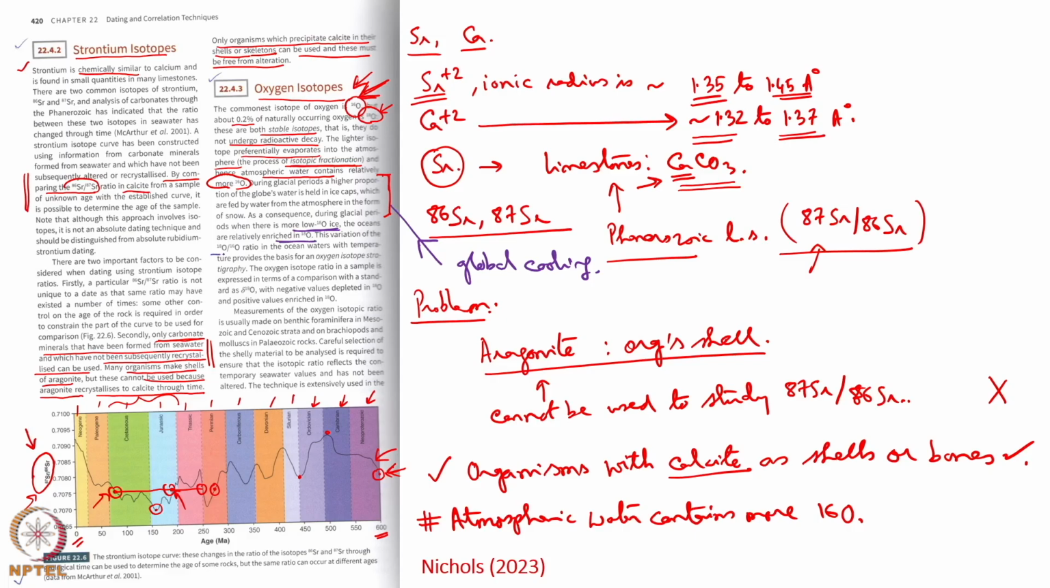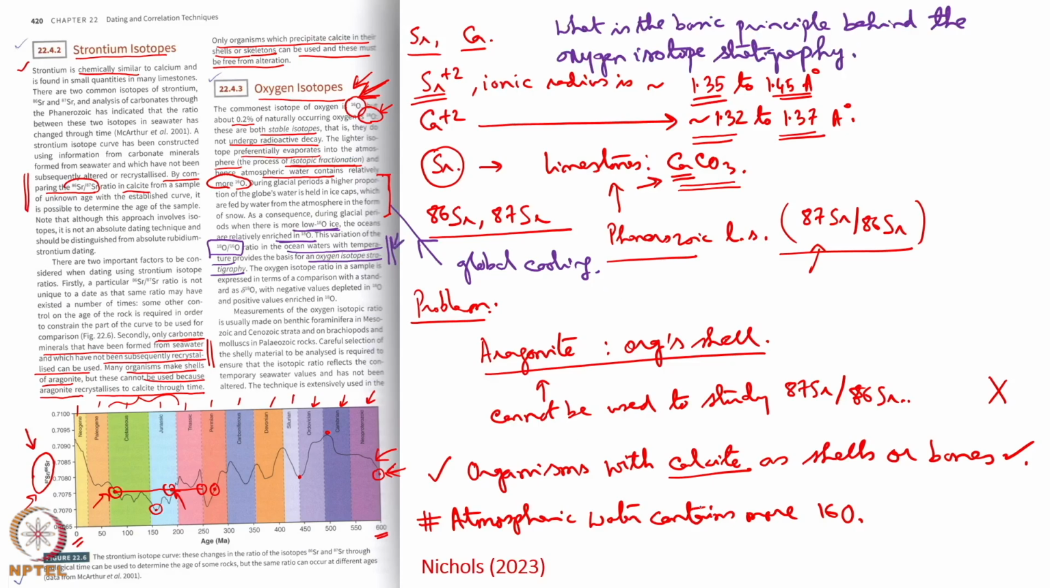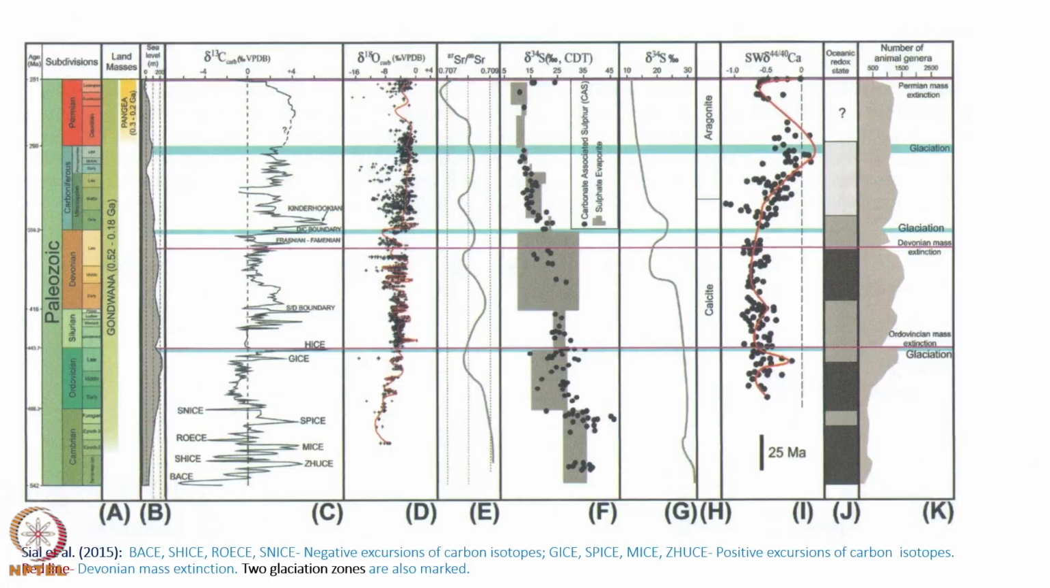This variation of the 18O/16O in the ocean water with temperature provides the basis of oxygen isotope stratigraphy. Students have to remember what is the basic principle behind the oxygen isotope stratigraphy, and here is the answer. The oxygen isotope ratio is actually represented in terms of delta 18O, and a negative value of delta 18O means depletion of 18O, and a positive value means it is enriched in 18O. To find the oxygen isotopic ratios, we use the benthic forams of Mesozoic and Cenozoic strata, and the brachiopods and mollusks of Paleozoic rocks.